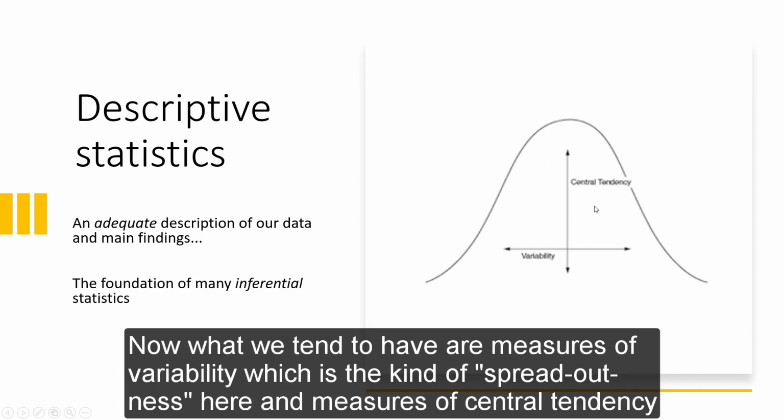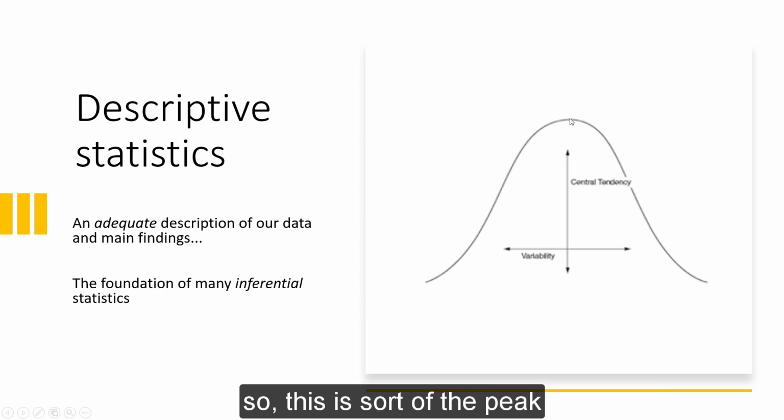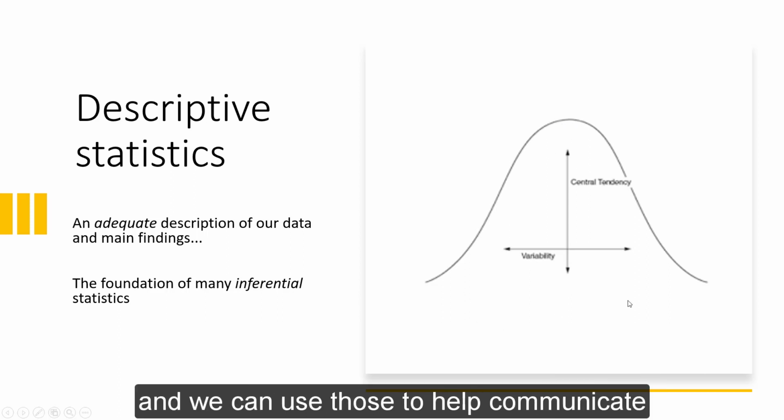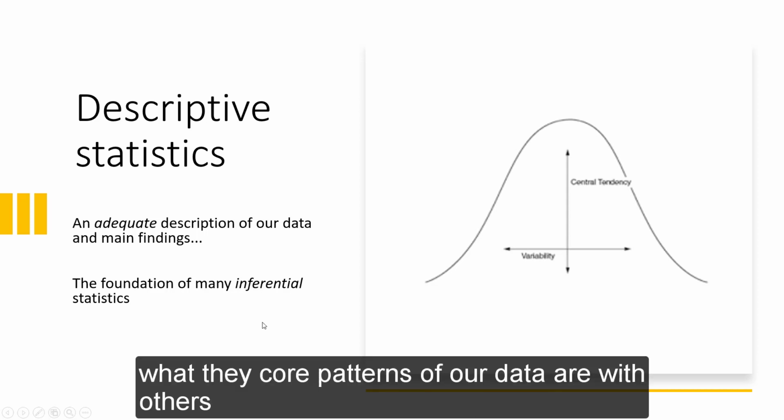Now, what we tend to have are measures of variability, which is the kind of spread outness here, and measures of central tendency. So this is sort of the peak. And we can use those to help communicate what the core patterns in our data are with others.